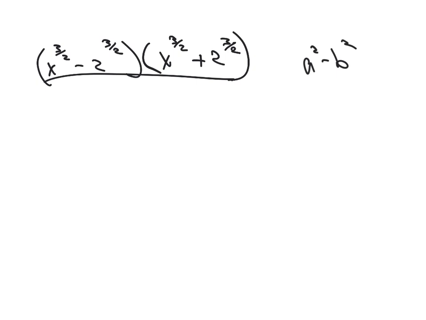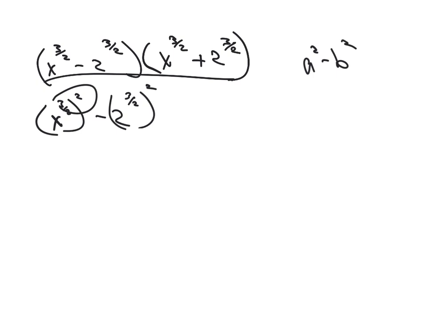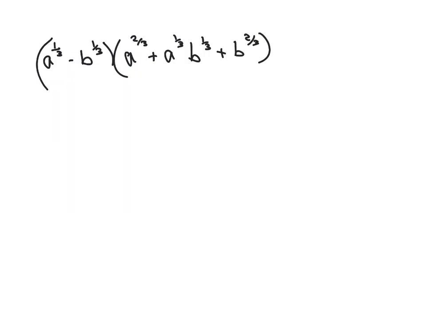So when we do this, we get the first term squared minus the second term squared. Remember, because we have this parenthesis here between them, we multiply exponents. So x to the 6/2, or x cubed, minus 2 to the 6/2, or 3. And 2 cubed is 8. And we're done. So this is example 6.